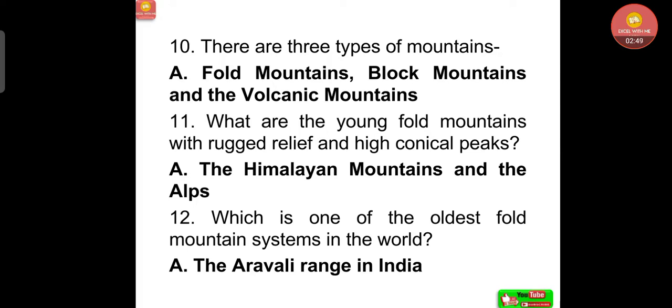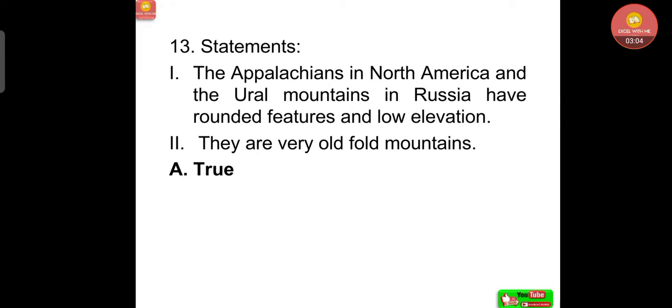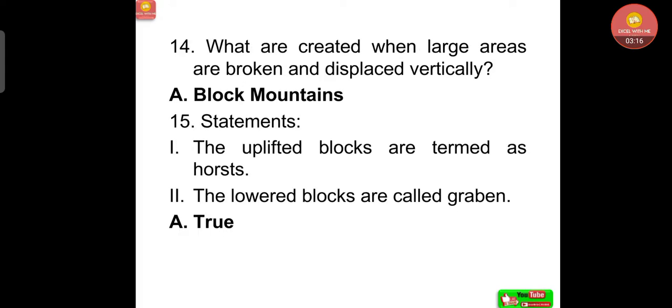Now, what are the young fold mountains with rugged relief and high conical peaks? They are the Himalayan mountains and the Alps. Now, which is one of the oldest fold mountain systems in the world? That is the Aravalli range in India. Now, statements, the Appalachians in North America and the Ural Mountains in Russia have rounded features and low elevation. They are very old fold mountains. Both are true. Now, what are created when large areas are broken and displaced vertically? They are called block mountains.